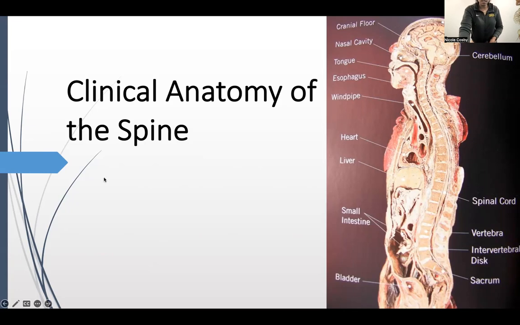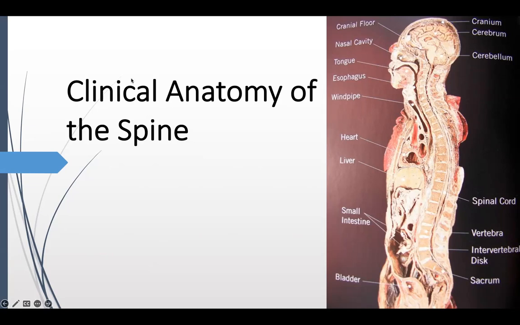So what I'm going to do now is turn off my camera and turn it back on when it's needed. So I'm going to stop that video. And then what we are going to do is talk about the clinical anatomy of the spine. First we want to start with talking through the different curvatures of the spine. I think that's extremely important.